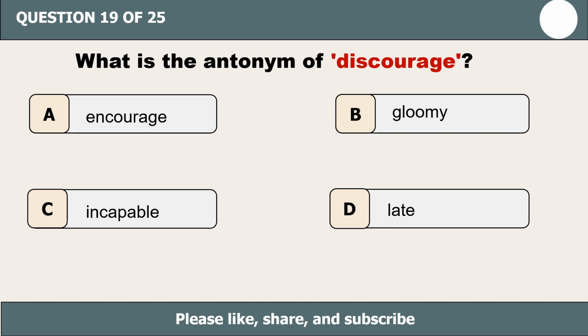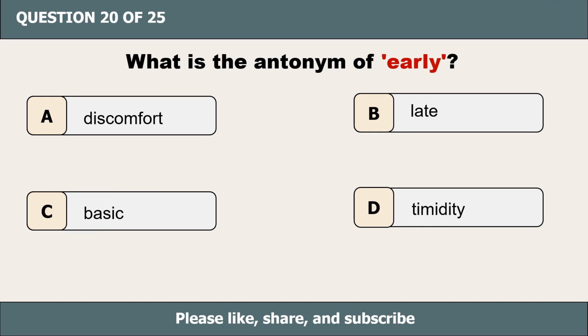Question 19. What is the antonym of discourage? The correct option is A. Encourage. Question 20. What is the antonym of early? The correct option is B. Late.